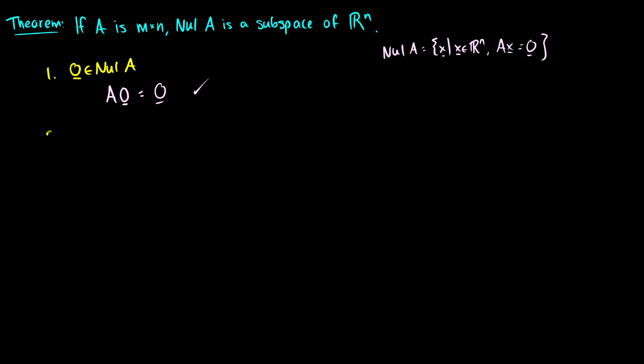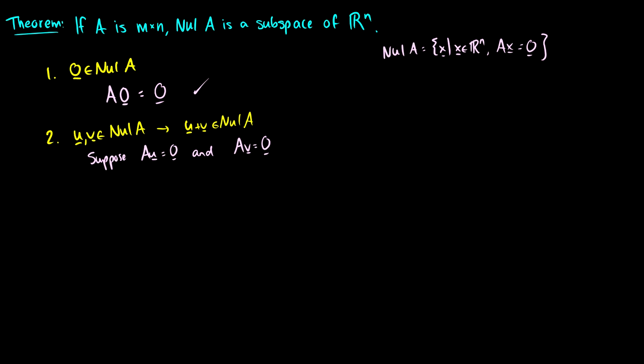Okay, number 2, we need to show that if u and v are in Null A, then we get u plus v in Null A. So we need to pick our u's and v's. We're not going to pick anything specific. We're just going to say, okay, suppose that Au is equal to 0 and Av is equal to 0. So if these two equal 0, then we know that u and v are going to be in Null A. So we need to show that u plus v is in Null A.